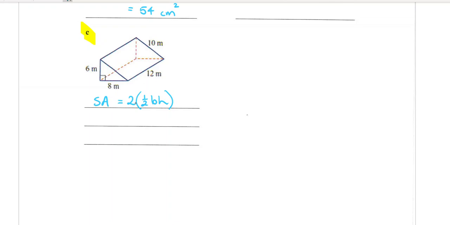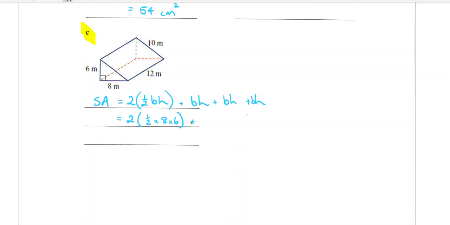They all have 12 as the length going backwards, but this one's 8, this one's 6, and that one is 10. 3 different rectangles. So we only have one formula for a rectangle, which is base times height, but I need 3 of them because there are 3 different rectangles. Okay? So let's sub into that formula. The triangle, what is the base and the height of the triangle? Look for the right angle. 8 and 6.